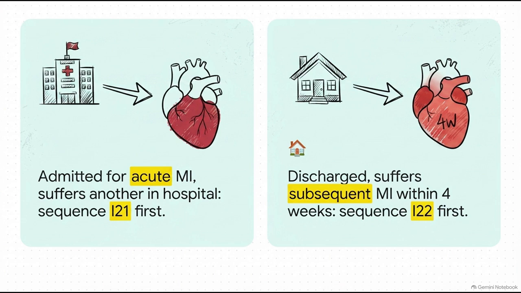If they're admitted for an acute MI and have another one while they're still in the hospital, the I21 code for the admission reason goes first, with I22 as secondary. However, if they are discharged and then suffer a subsequent MI 18 days later, which is inside that 4-week window, the I22 code must be sequenced first, followed by the I21 code.